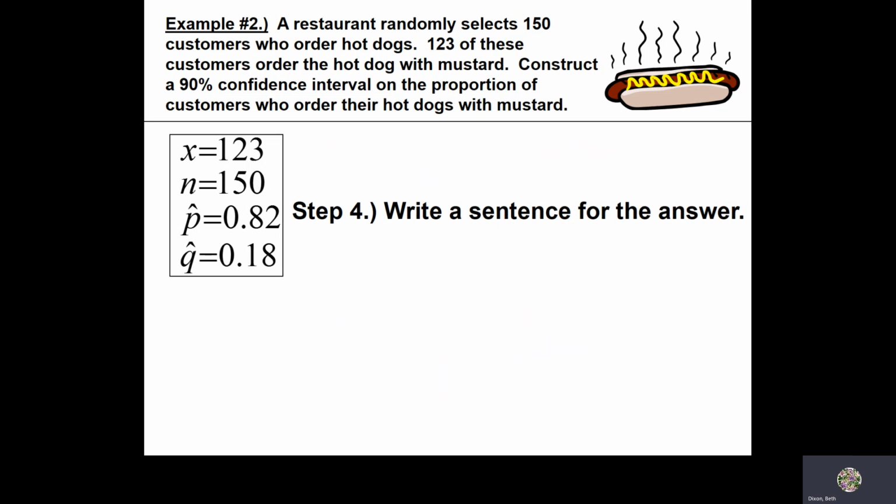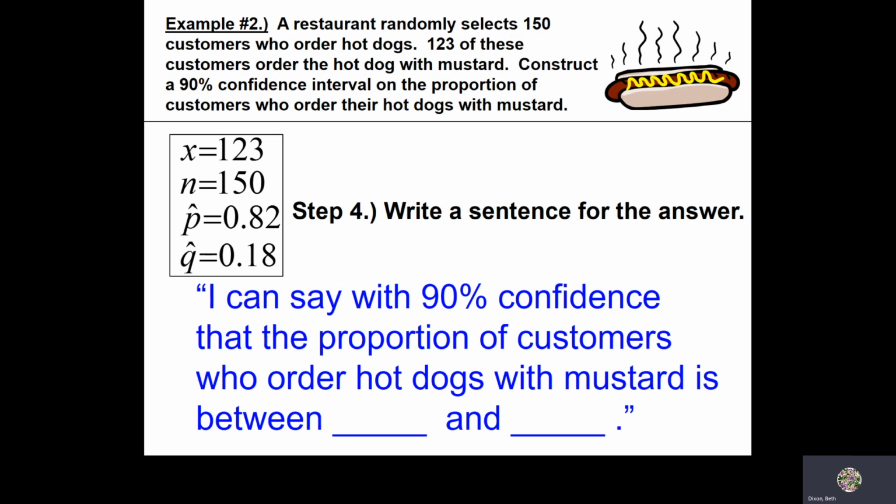And step 4, and the final step of this process, is to write a sentence to explain what we have. Remember that your sentence follows that same basic pattern, which is I can say with, in this case, 90% confidence that the proportion, in this case, of customers who ordered their hot dogs with mustard is between, and then we can fill in the proportions. So it's between 0.768 and 0.872.